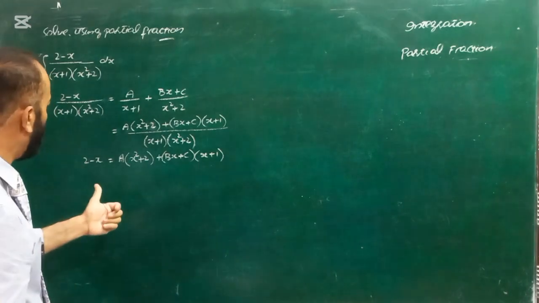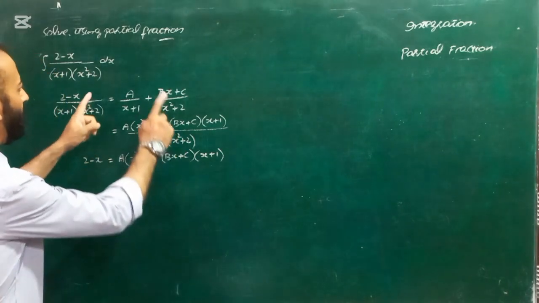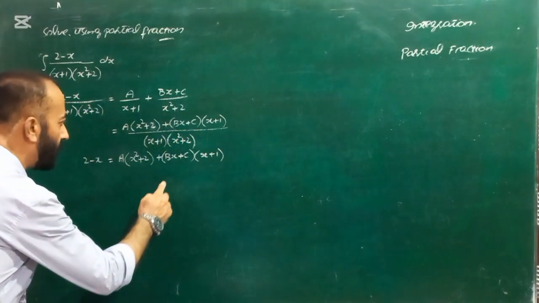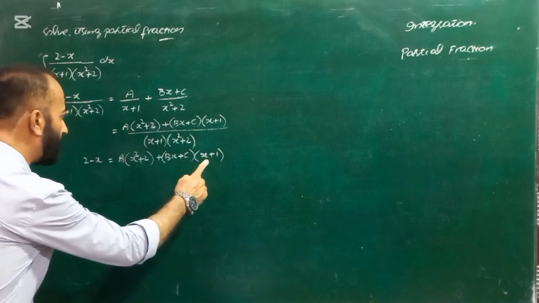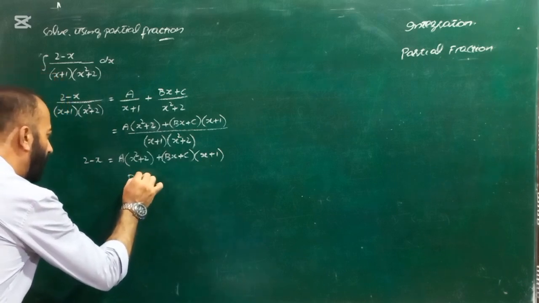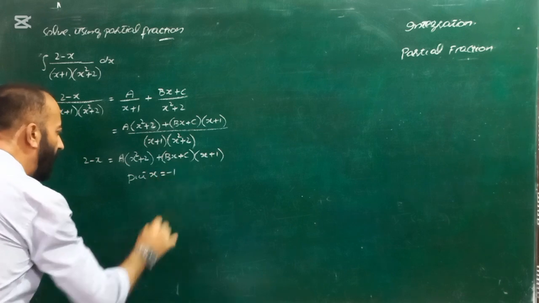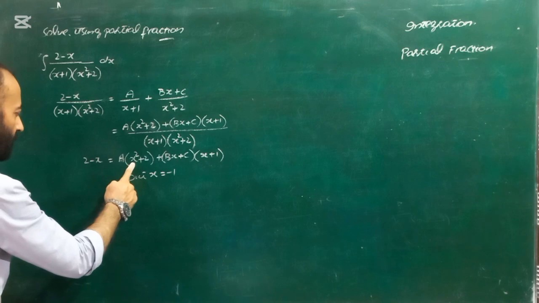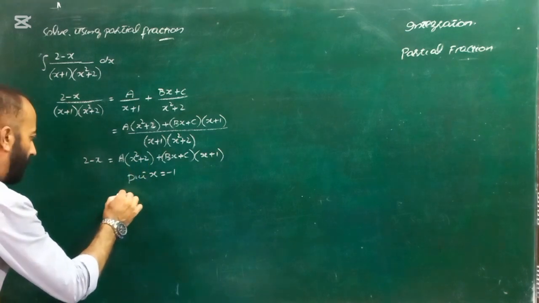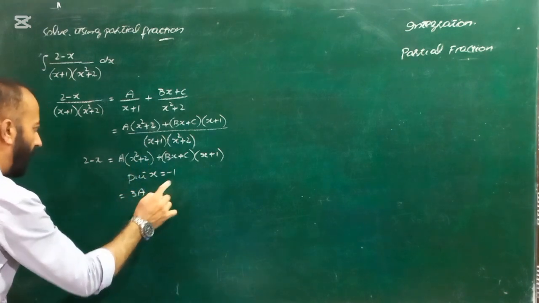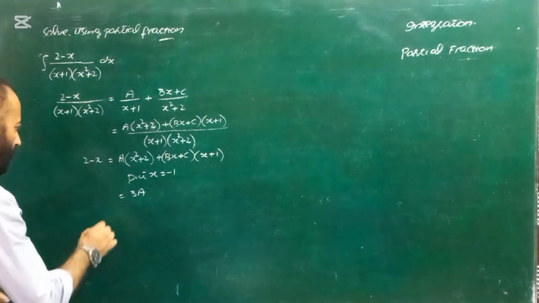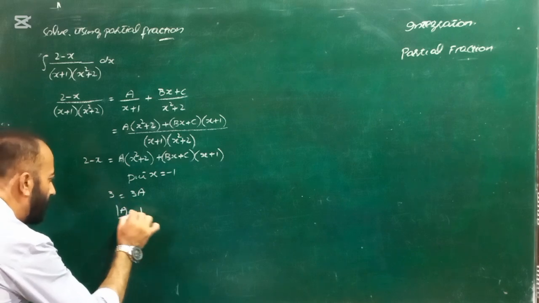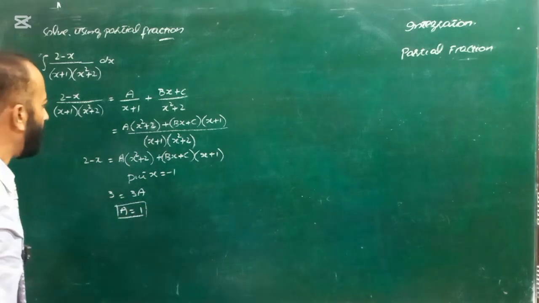Okay, now we want to find the values of a, b, c. That will be placed here, and then things will be easy. So look now, put x is equal to minus 1. So this factor will become 0. So minus 1 will be plus 1. So 1 plus 2, 3, 3a. And minus 1 will be placed here. So 2 plus 1, 3. So a will be equal to 1. This is the answer of a.